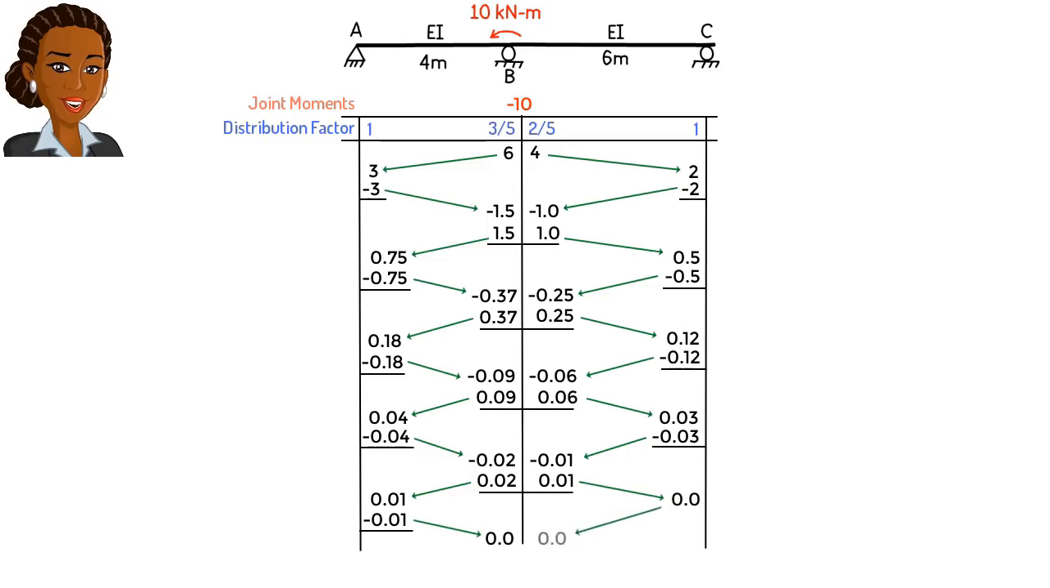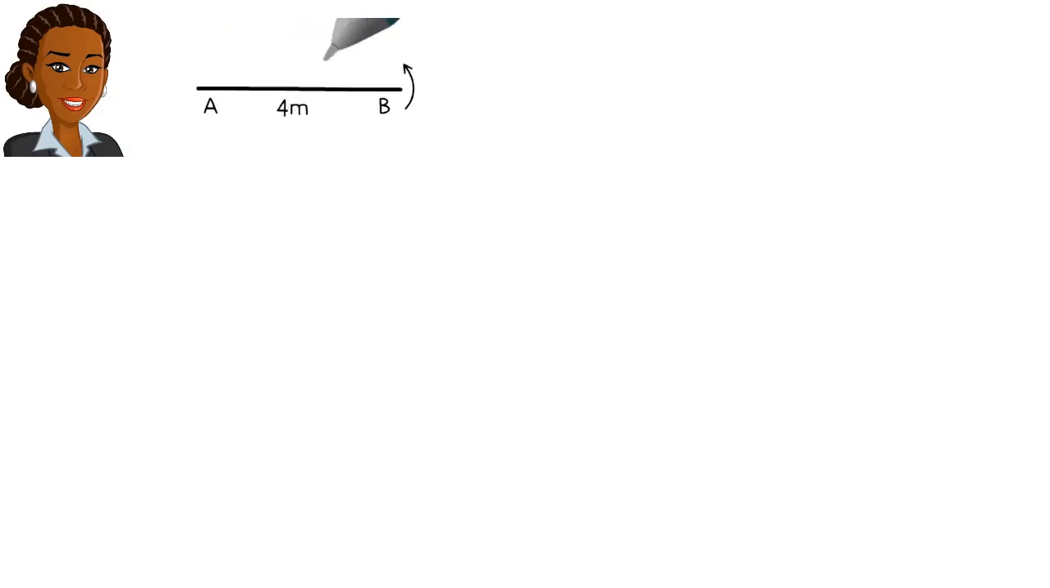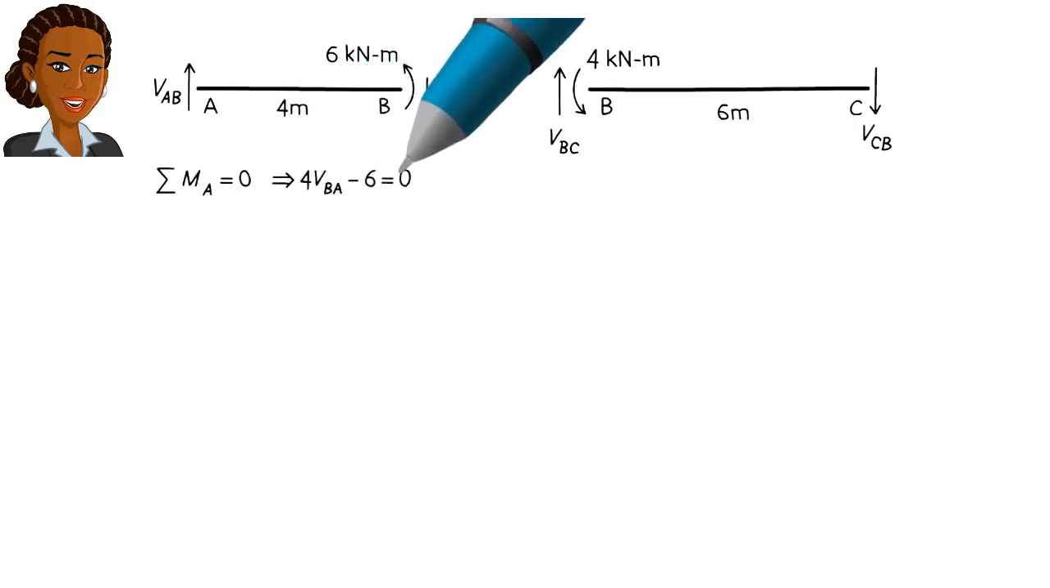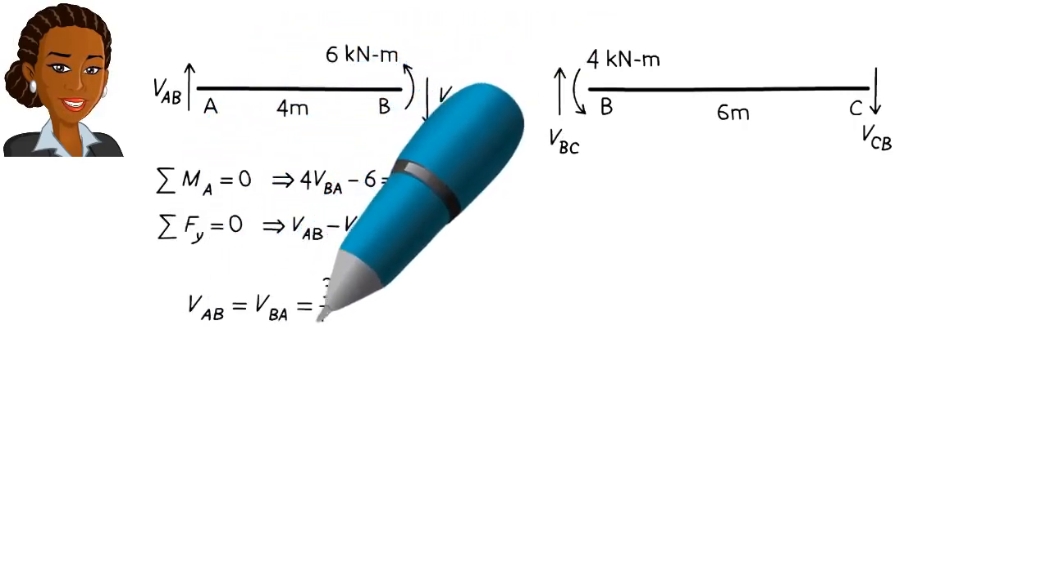We then add up the values in each column to get the member end moments. So, the bending moment at the left end of member AB is 0. The moment at the right end of AB is 6. The moment at the left end of BC is 4. And the moment at the right end of BC is 0. Now we can draw the free body diagram for each beam segment and calculate the remaining unknown member forces like this.